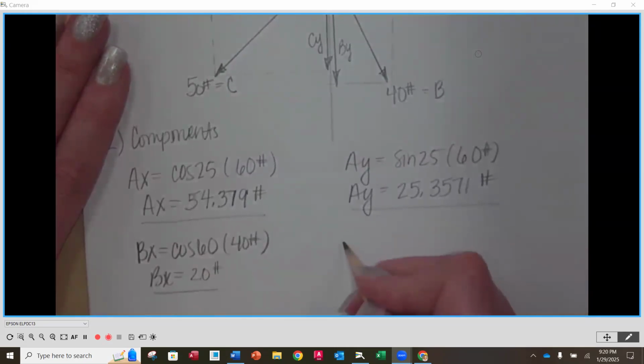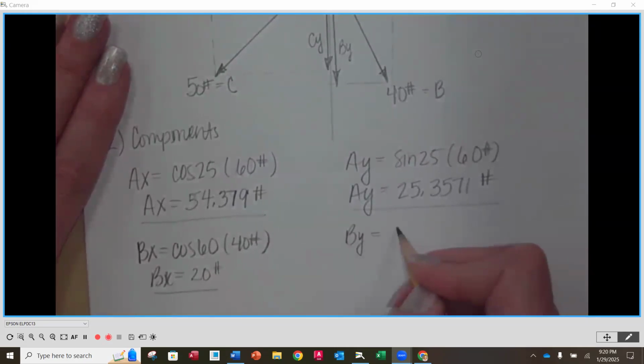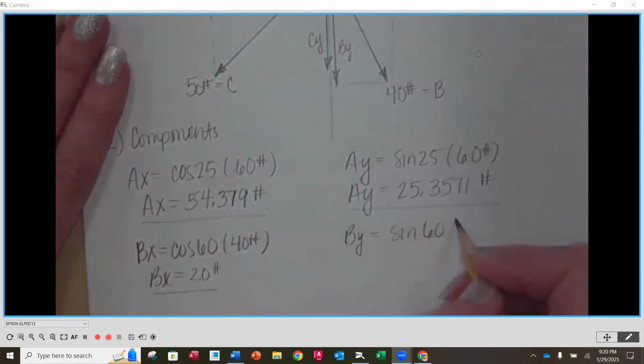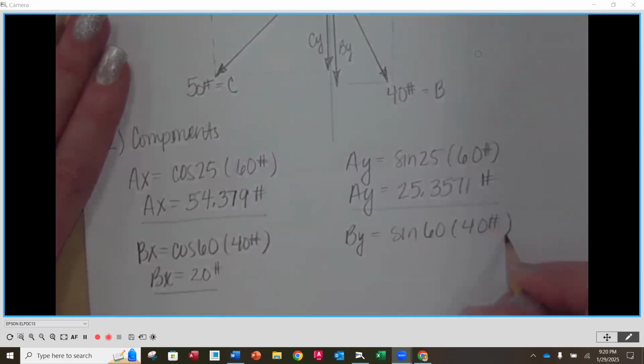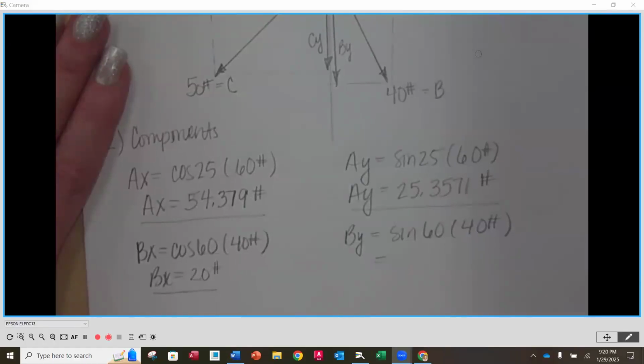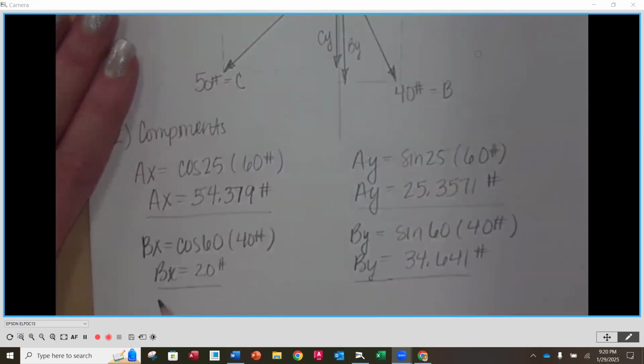I got 20 pounds for BX. BY is going to be the sine of 60 times 40 pounds. So that'll be 34.641 pounds BY. And then I need to do my CX and my CY.